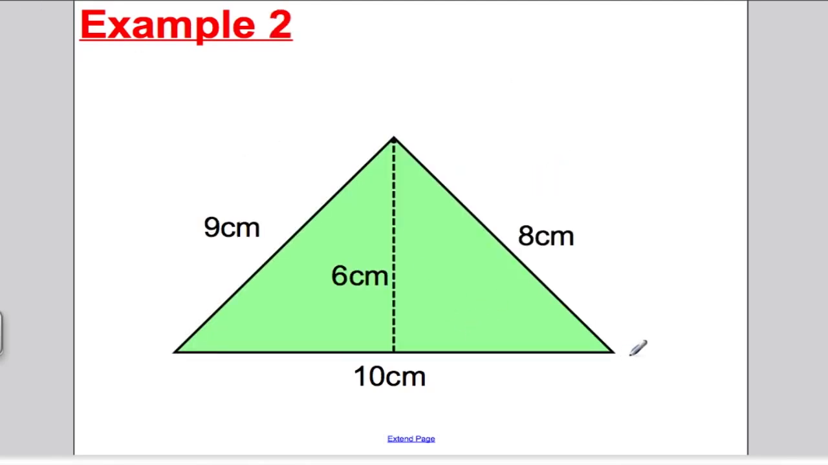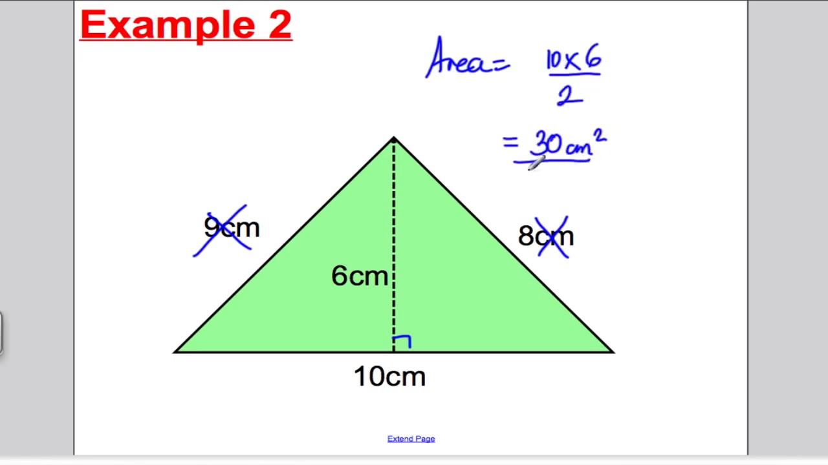Here's another quick example. What's the area of this here? Well, don't get confused by the 9 and the 8 if we're working out area. You just want the perpendicular height, which is here. So again, the area is base, which is 10, times perpendicular height, which is 6, divided by 2, and you get 30 centimetres squared. And simple as that.